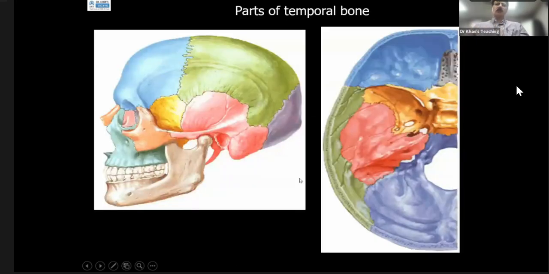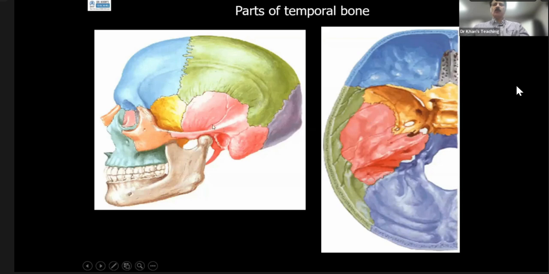Okay, so let's go back. Now, overview of the skull. This red bone, of course, these are various bones of the skull. We are interested in the temporal bone. Now, the temporal bone has 5 different portions, technically speaking. This part is the squamous part of temporal bone. It forms part of the floor of the middle cranial fossa.